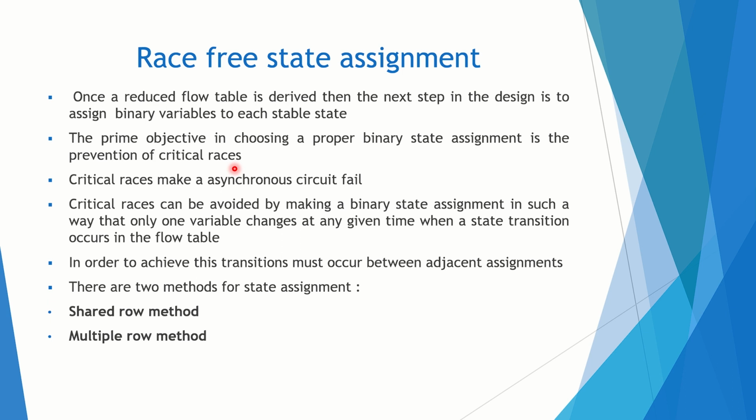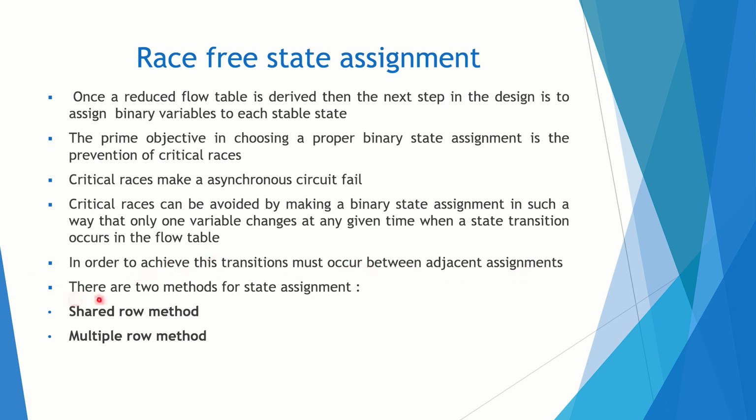By assigning proper state assignment, we can prevent critical races. Critical races make an asynchronous circuit fail. So we can avoid critical races by providing a good state assignment. Critical races can be avoided by making a binary state assignment in such a way that only one variable changes at any given time when a state transition occurs in the flow table. So in order to achieve this, transitions must occur between adjacent assignments.